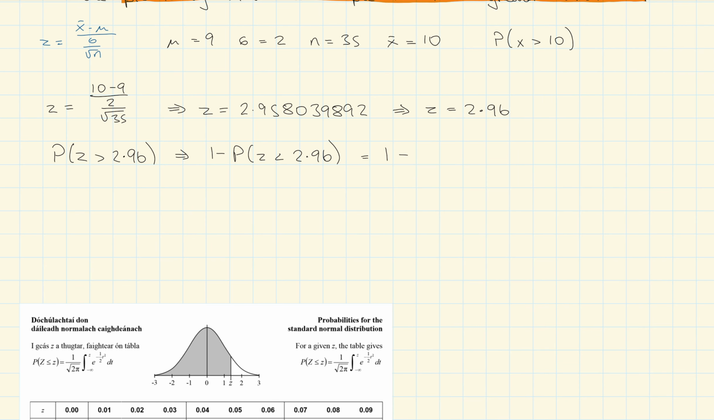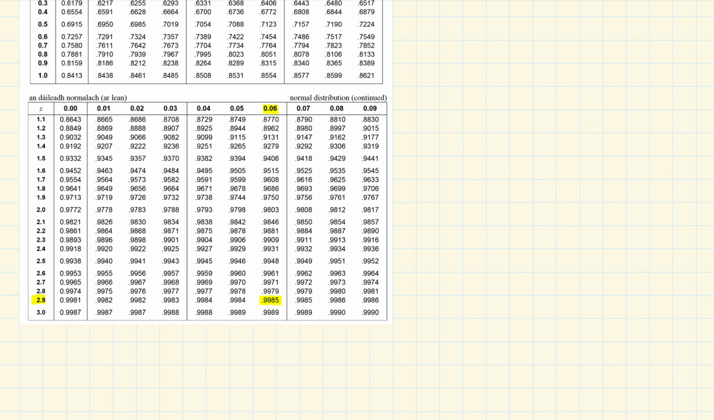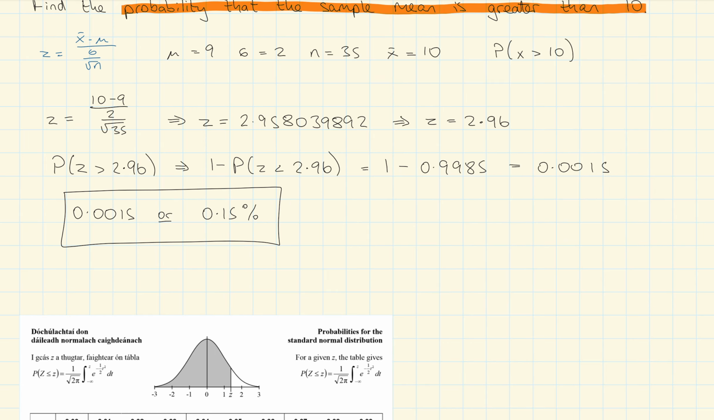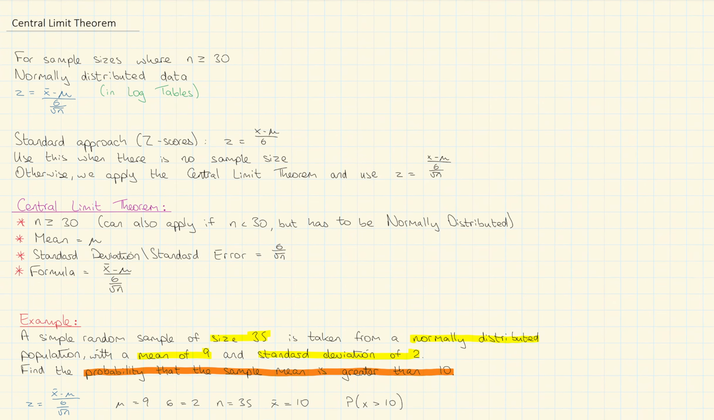Our z-score for 2.96 from our log tables, we got 0.9985. Into our calculator, 1 minus 0.9985 will give you back quite a small number, 0.0015. Okay, so there's our answer. That's us done. So it's 0.0015 or 0.15%. And there's an example of the central limit theorem.